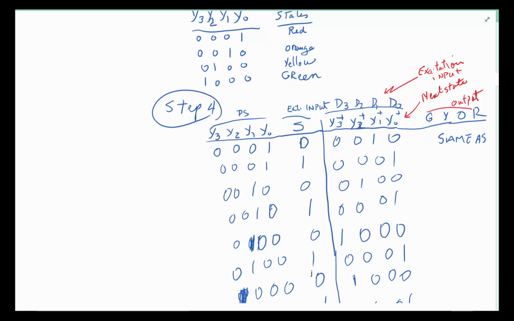Y0 plus, y1 plus, y2 plus, y3 plus came from the state diagram which we had drawn earlier. And then the output in this case, I forgot to write the whole thing, is the same as the present state. So we really don't have to show much of anything. I just take the y0 and that becomes the output. Y0 becomes the red output, y1 becomes the orange output, y2 the yellow, and y3 the green.